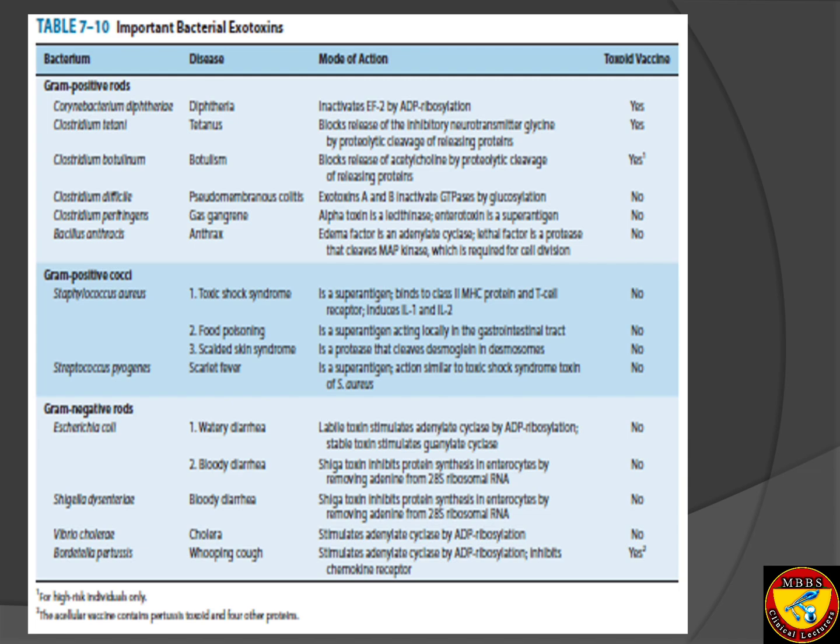Among gram-negatives, we can see E. coli, Shigella, Vibrio, and Bordetella pertussis. These are responsible for secreting exotoxins, which cause major diseases like watery diarrhea, bloody diarrhea, and dysentery in cases of Shigella. It can cause cholera in cases of Vibrio, and it can cause whooping cough, or kali khansi, in cases of Bordetella pertussis. So all these toxins have different modes of action.